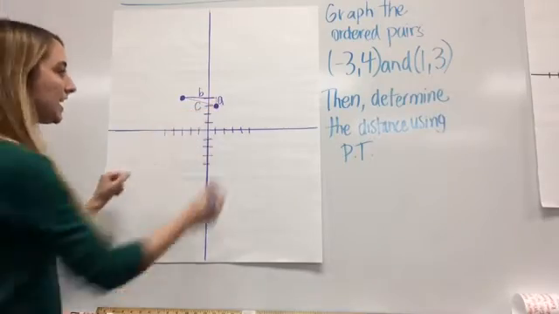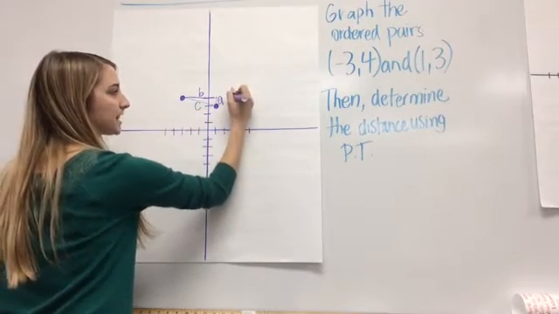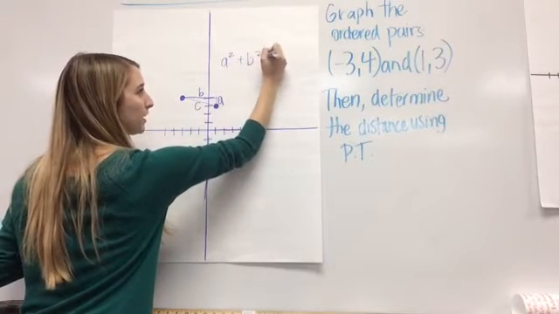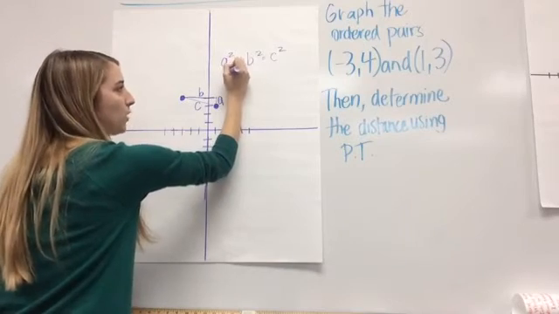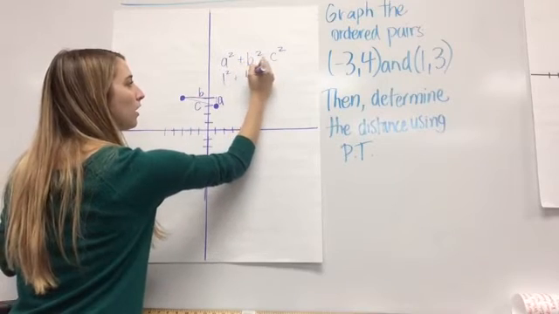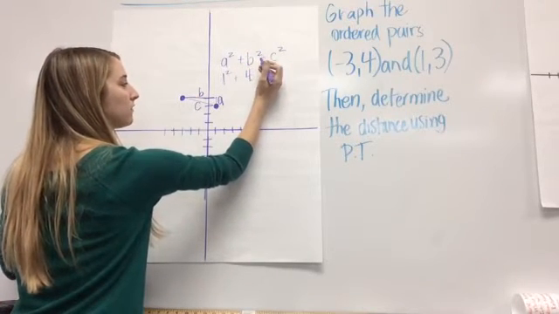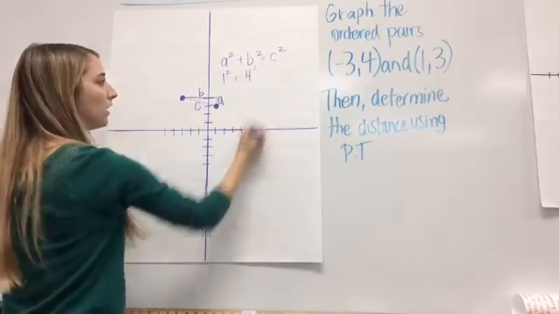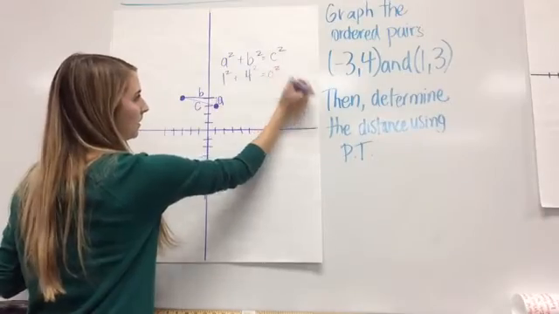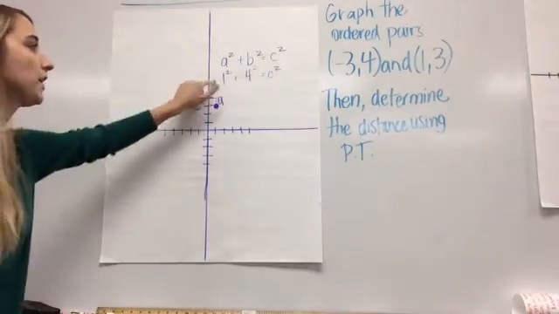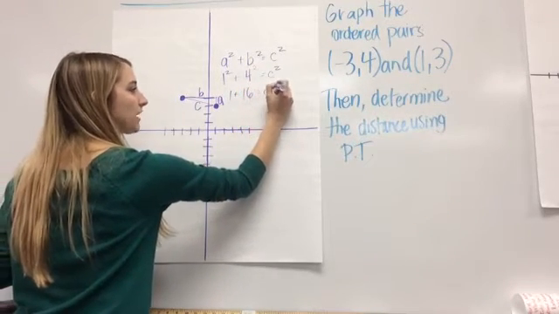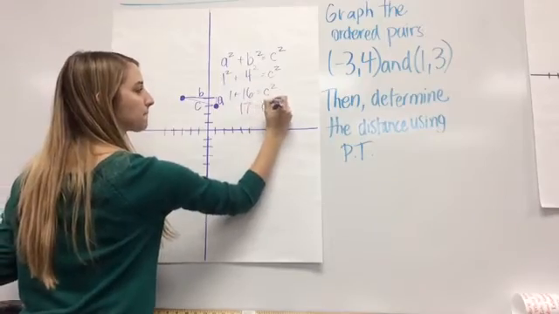So my A side is 1. From here to here, this length is 1. So remember, it's A squared plus B squared equals C squared. A squared is 1. B squared is 1, 2, 3, 4. And this should give us C squared. Okay, so 1 squared is just 1, and 4 squared is 16, which means C squared should be 17.